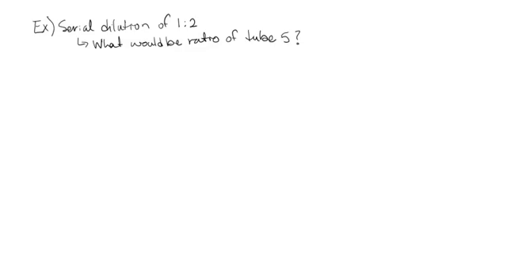On this next example, we're going to be solving a serial dilution problem. You are given that you have a serial dilution with a ratio of 1 to 2, and it's asking you what would be the ratio of tube 5. What I usually do to set up these problems is write out my tube numbers. I go 1, 2, 3, 4, 5, so I know I have 5 tubes.